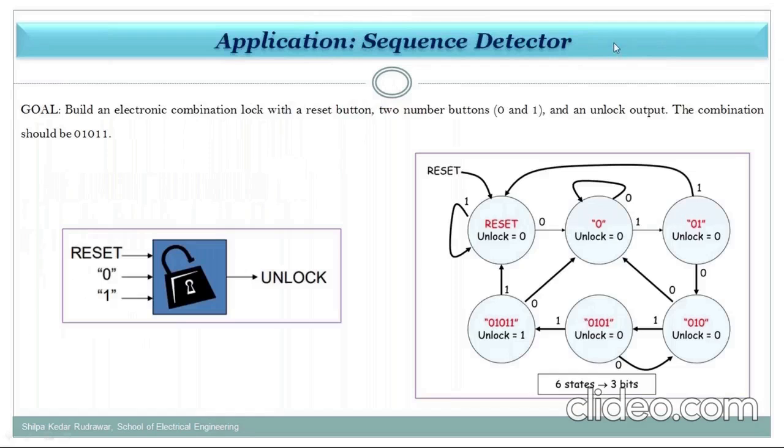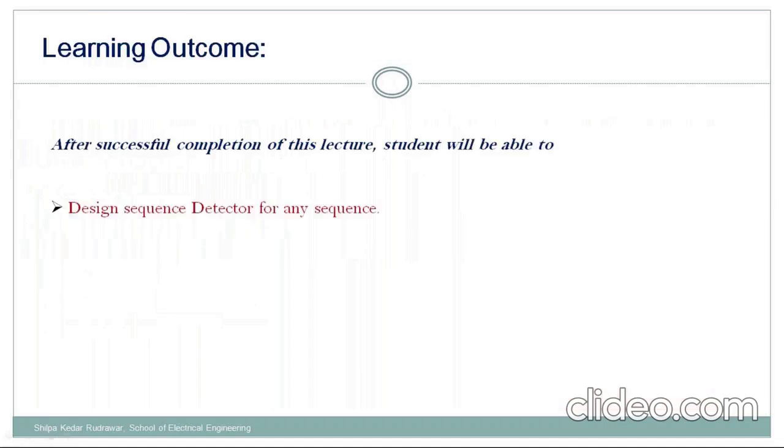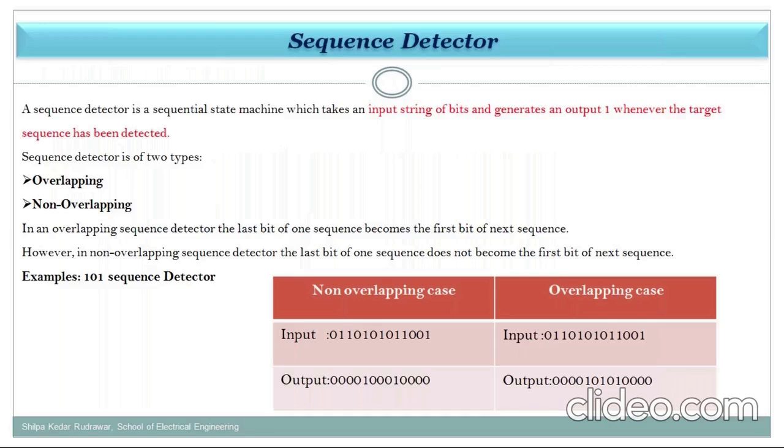So the ultimate outcome of this lecture is that at the end of it, you will be able to design a sequence detector for any sequence. That sequence might be 2-bit or 5-bit or 10-bit. You will be able to design the circuit for that.